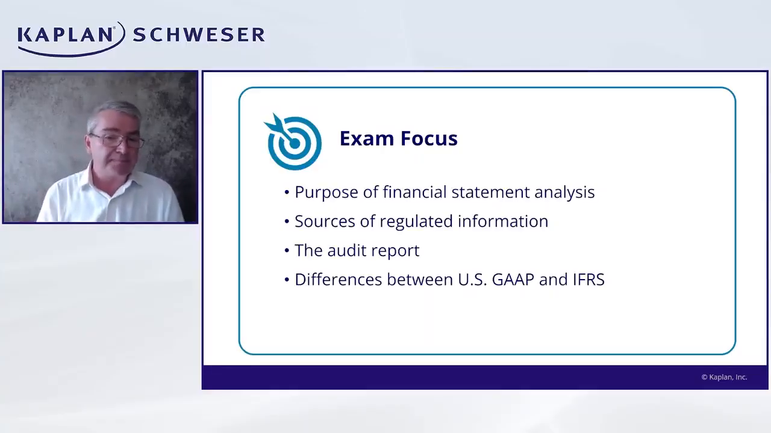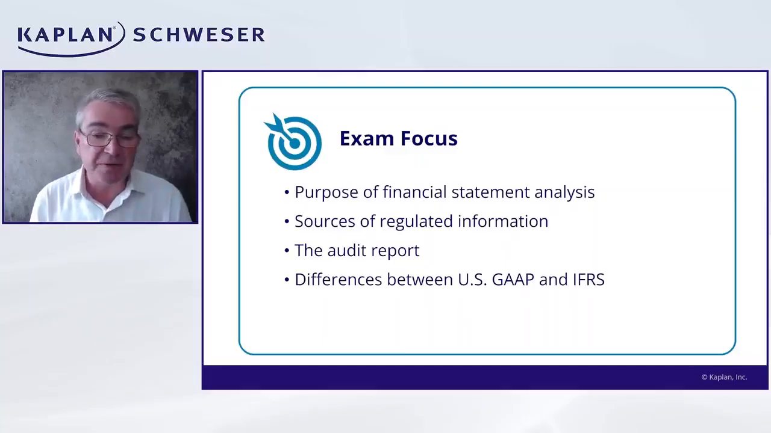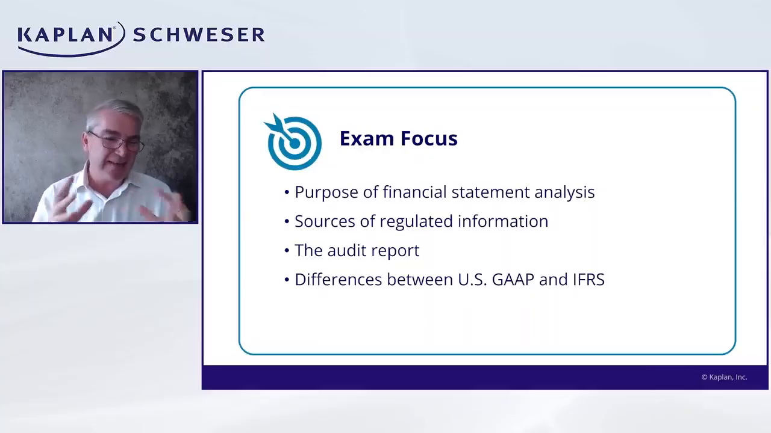governs how you work. We're going to look at sources of regulated information, so obviously that includes the financial statements themselves, but other sources of information such as regulatory filings. We're going to talk about the content of the audit report and what an audit report is, and I think that's probably one of the most important things in this particular area. And then we finish off this area looking at the differences between US GAAP and IFRS. And those differences are getting smaller and smaller over time as the two accounting standard bodies work on convergence. But we're not there yet, so there are differences.